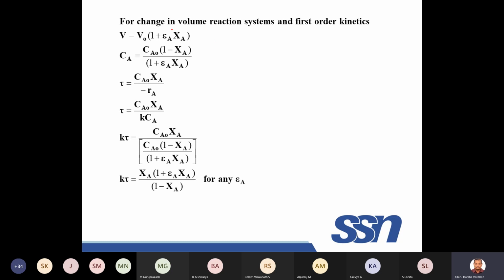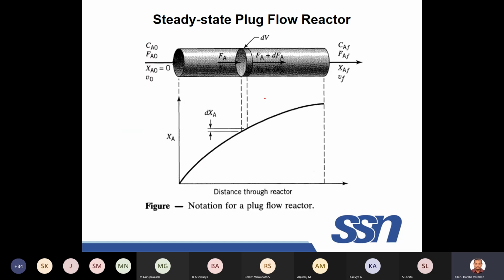We also saw the case of a volume change. This expression is very important, because sigma A will come into the picture. You can calculate k tau, because an extra term is coming. If there is no expansion, then this term will be 0, and you are left with only Xa by 1 minus Xa. But if there is an expansion factor, this big term will come into the picture. This we all saw earlier.